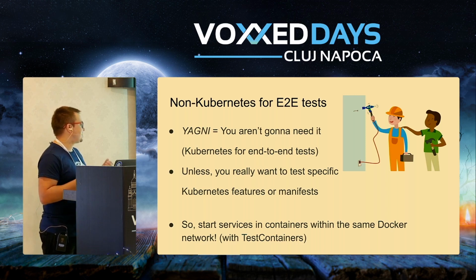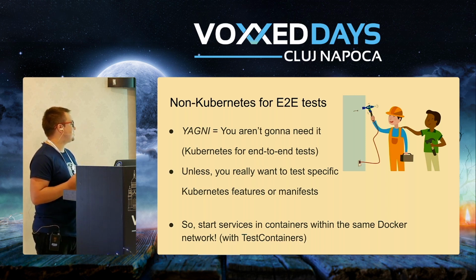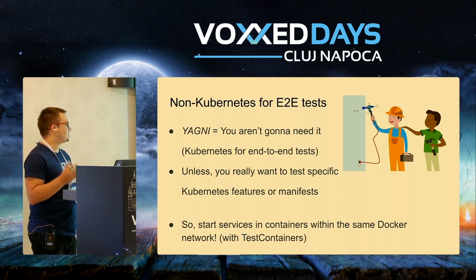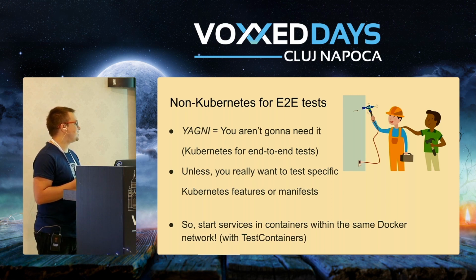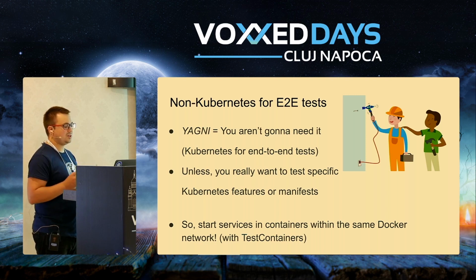So basically, Kubernetes is nice for production. It gives you many features like auto-scaling, service discovery and so on. But for a test environment, I think you don't need most of them. You just need your services running in the same Docker network, and then you can actually already test it, unless you want to specifically test Kubernetes features or some manifests you have in your code base.